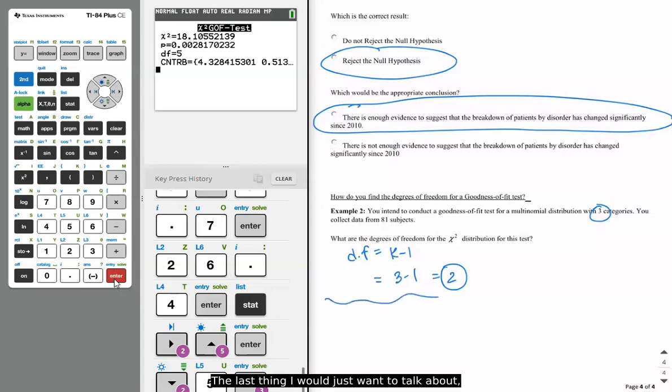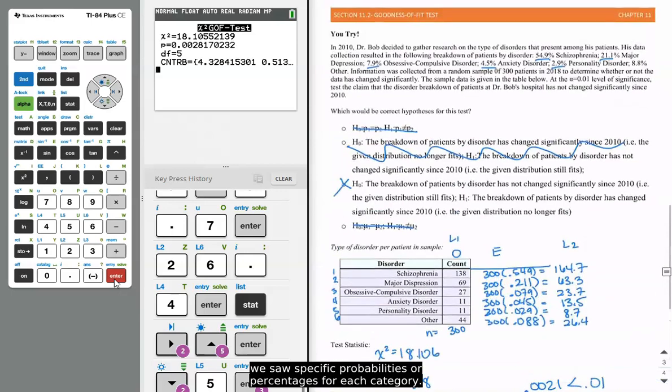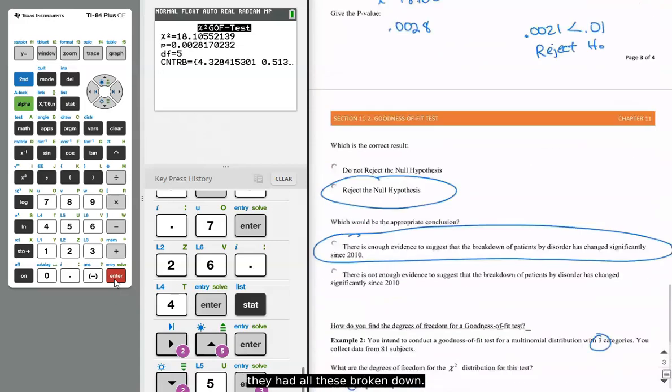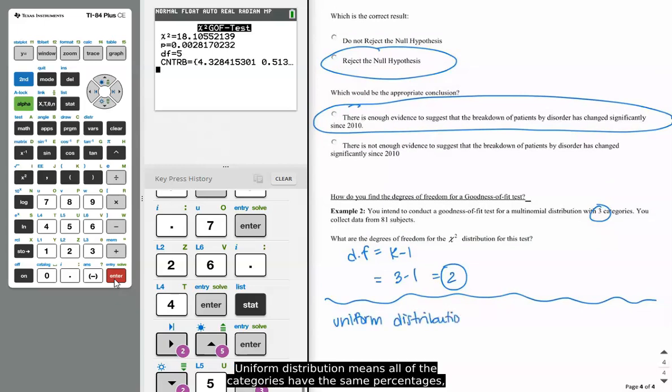The last thing I would just want to talk about, we didn't go through and do an example like this, but sometimes, as we saw in our last examples, we saw specific probabilities or percentages for each category. Schizophrenia, major depression, they had all these broken down. Sometimes, the way the question is worded, you could have a uniform distribution. So uniform distribution means all of the categories have the same percentages, right?